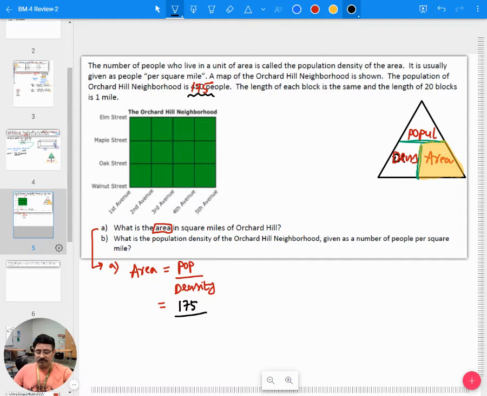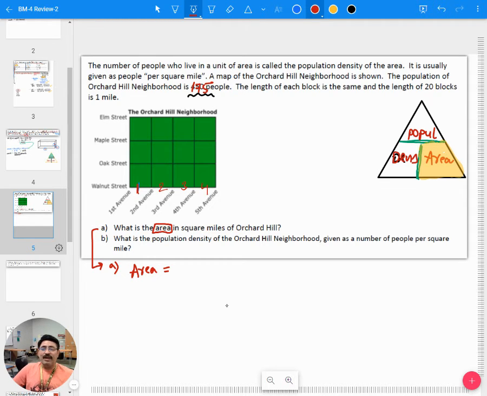One second. A small correction: this is how we have to find the area, no doubt. But here there is a diagram. In the diagram, it is clearly mentioned that there are four blocks. Do you see here? This is one block, this is the second block, this is the third block, and this one is the fourth block. Right?